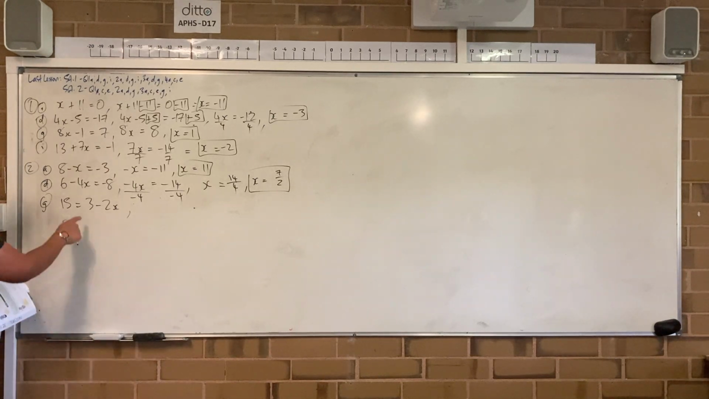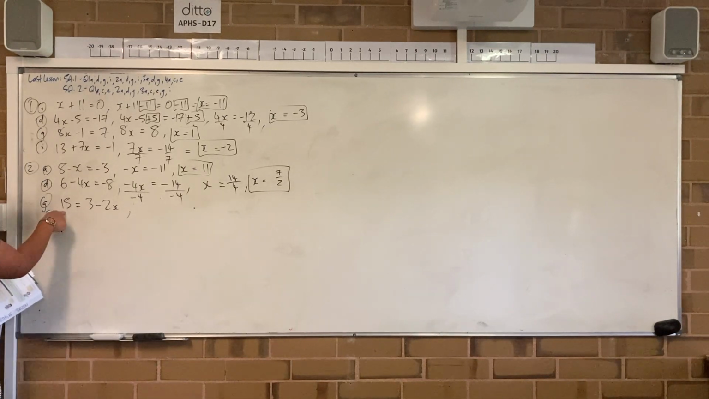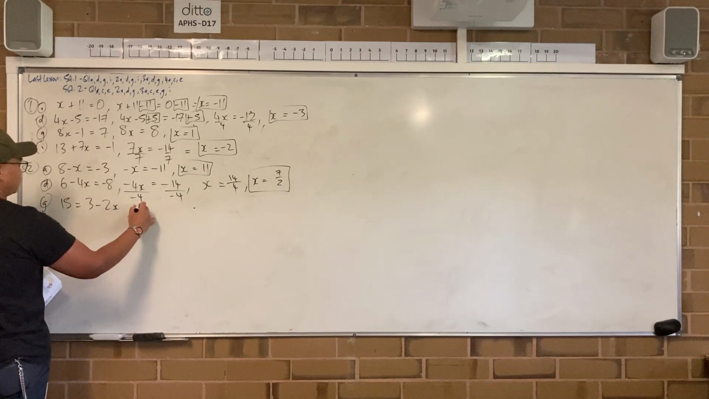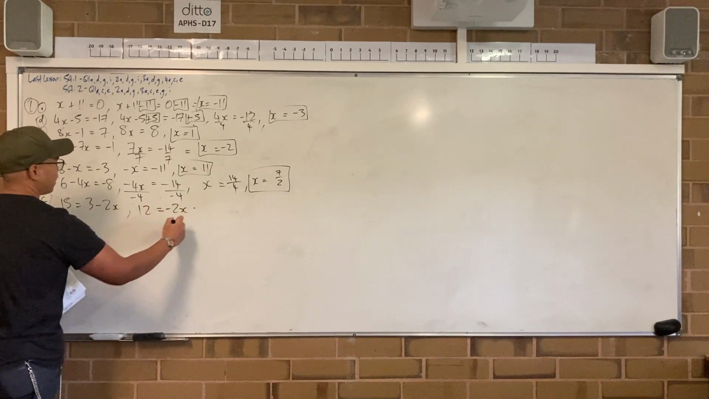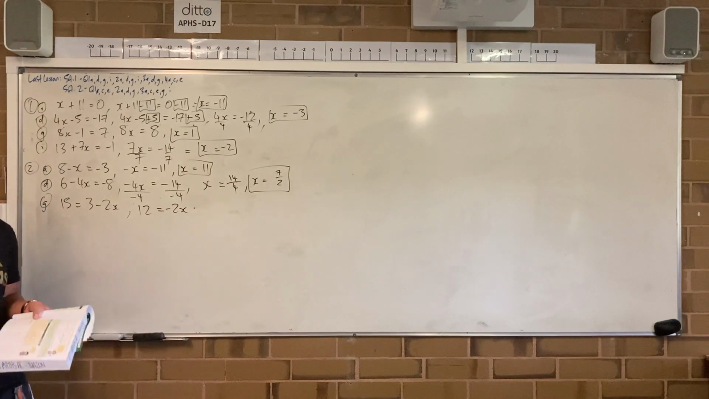Positive. What's the opposite of positive 3? Negative. So if I took 3 from 15, what's it going to be? 12. 12 equals negative 2x. See how I left the x on the right hand side?